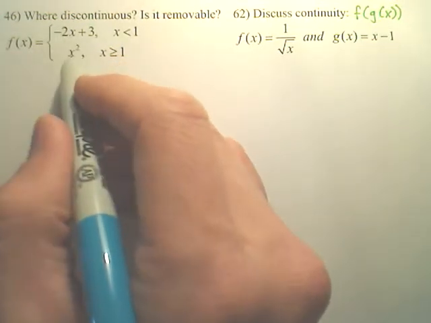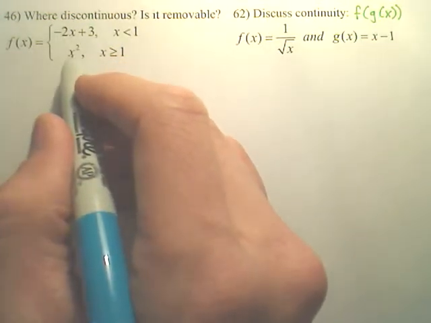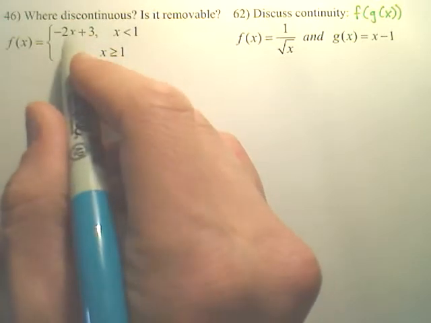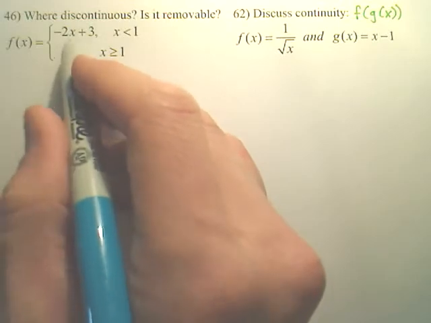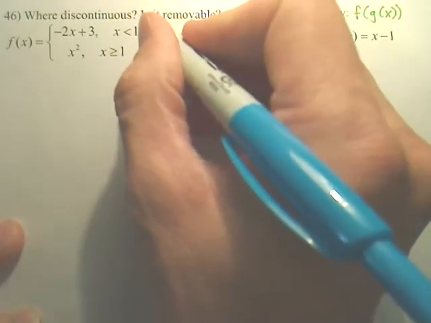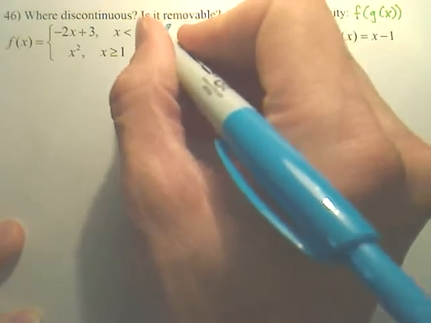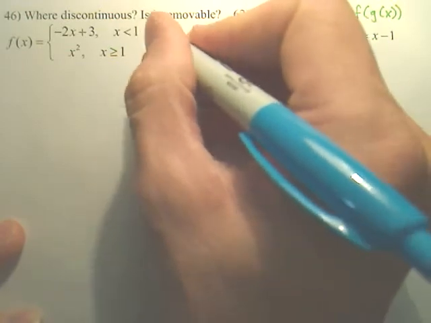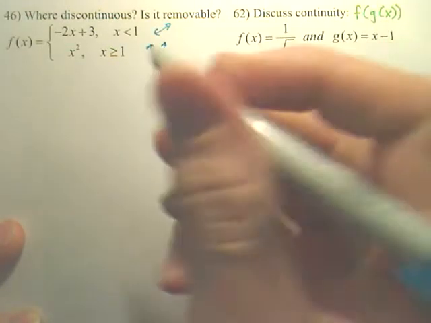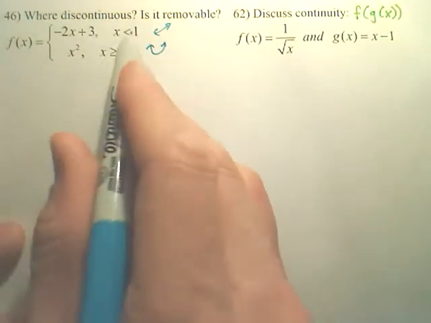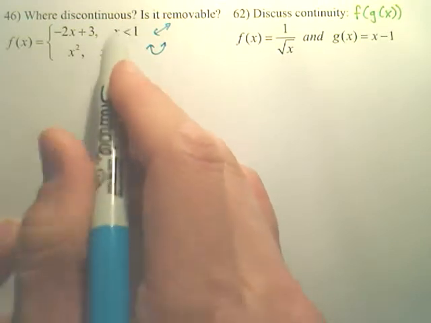This is a line, this is a parabola. They're both continuous. So we're not going to worry about discontinuities on each one individually. So these are both continuous. This is a line, this is a parabola. They are both continuous. Okay? So all we care about is making sure they meet at 1.